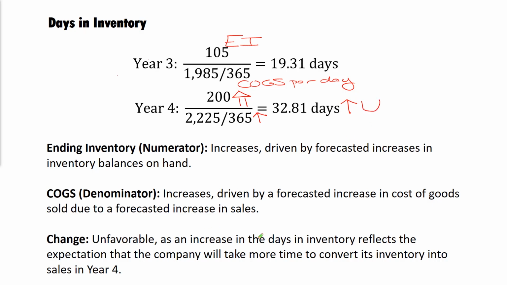And this is unfavorable. The idea here is that it's going to take the company more time to convert its inventory into sales, which is not preferable. Now, what does that tell us? Well, it might indicate that the company simply is growing and there's some inefficiency in its sales process. Perhaps they're very simply saying, look, we're going to have to stockpile a bunch more inventory than we've had historically to support our future growth.